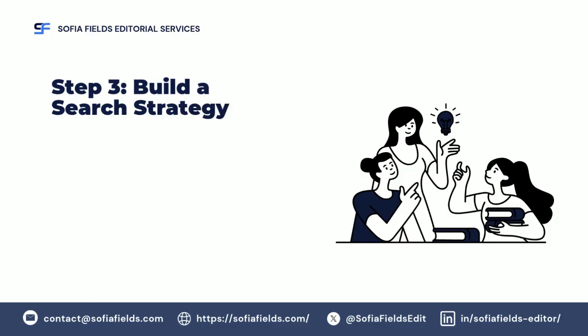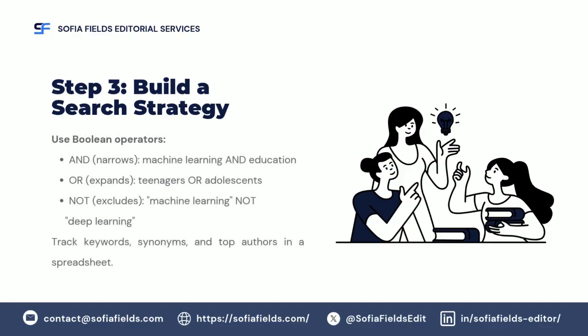Step 3, build a search strategy. This is where your search becomes surgical. Use Boolean operators. AND narrows: machine learning AND education. OR expands: teenagers OR adolescents. NOT excludes: machine learning NOT deep learning. Track your keywords, synonyms, and even frequent authors in a spreadsheet. This will save you hours later.